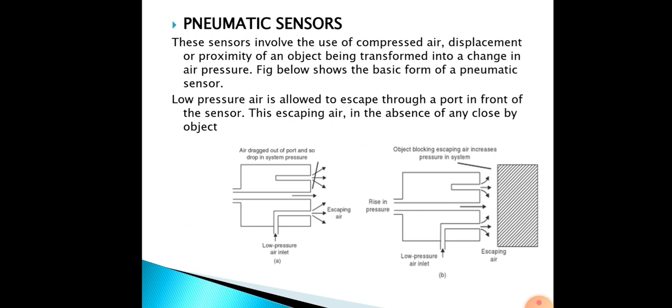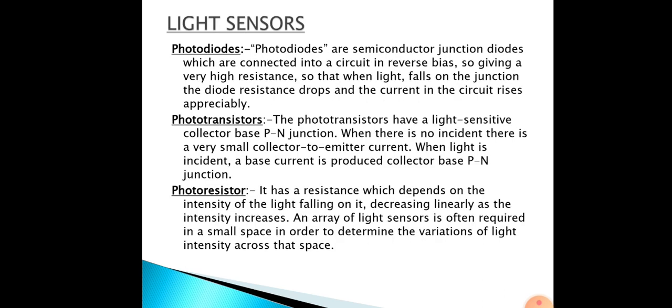The next one is light sensors. What all will be there? The first one is the photodiode. Photodiodes are semiconductor junction diodes which are connected into a circuit in reverse bias. Since they are connected in reverse bias, they will give very high resistance. When the light falls on the junction diode, resistance drops and the current in the circuit rises. So when the light falls on it, the resistance will be less, so the current will flow. When the light does not fall on this photodiode, the resistance will be high and the current will not flow. Okay, in this manner this photodiode will work.